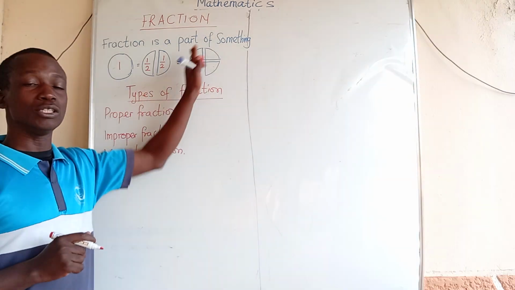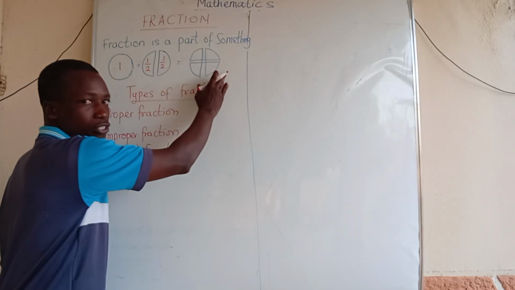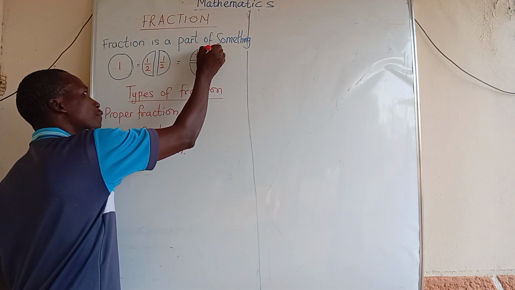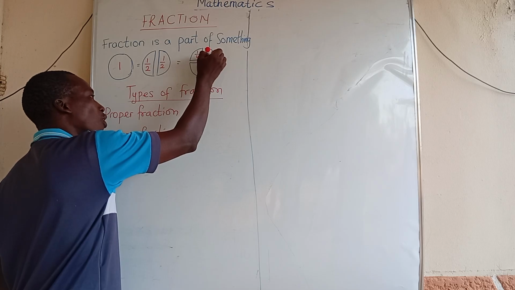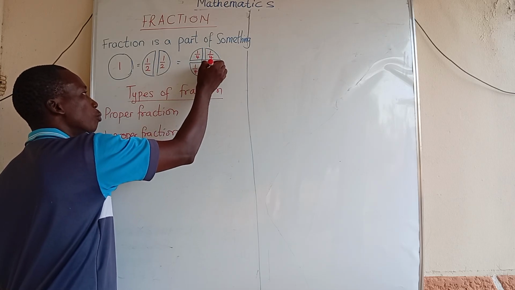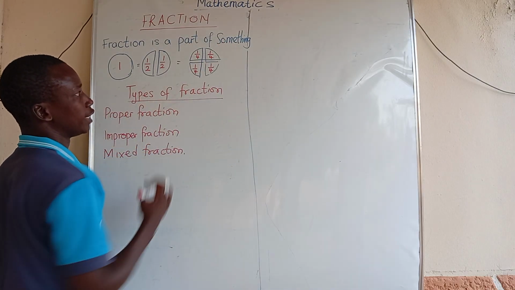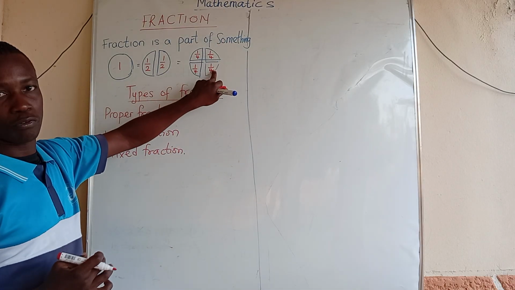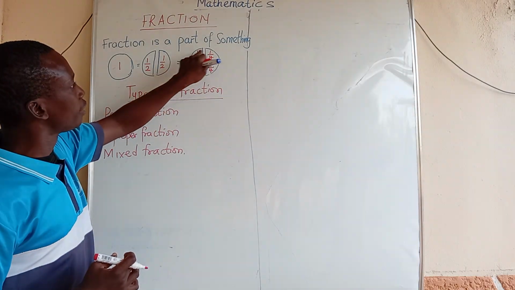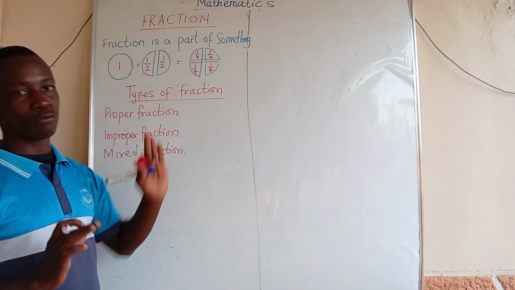If I divide it into 4, I'm going to have 4 fractions. So this one will be 1 out of 4, this fraction will be 1 out of 4, this fraction will be 1 out of 4, and this fraction will be 1 out of 4. If I pick these two fractions together, they are going to be 2 fractions out of 4. If I pick these 3 fractions together, they are going to be 3 fractions out of 4.